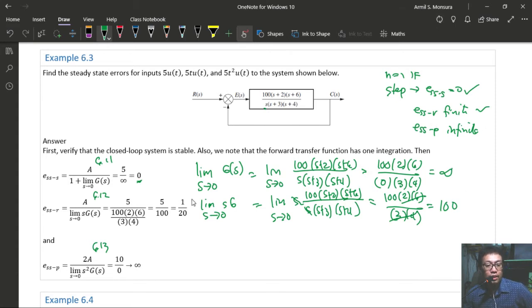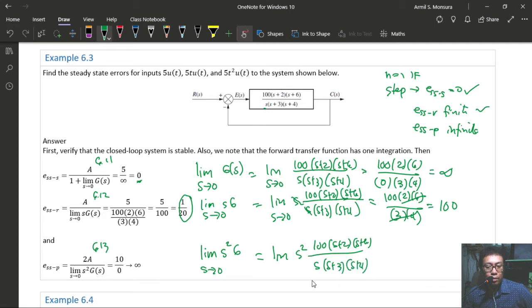So in this case, this is 1 over 20. Okay, finally, para sa parabolic input natin. So we first compute the limit of s squared g as s approaches 0. Okay, so this is the limit of s squared times 100 times s plus 2 times s plus 6 divided by s times s plus 3 times s plus 4 as s approaches 0.